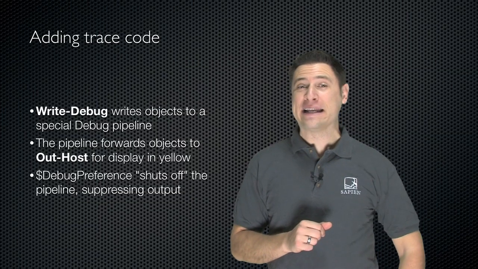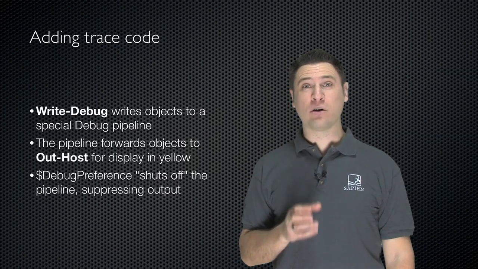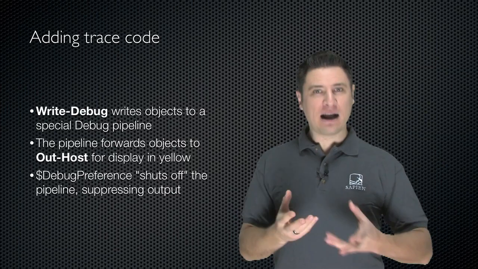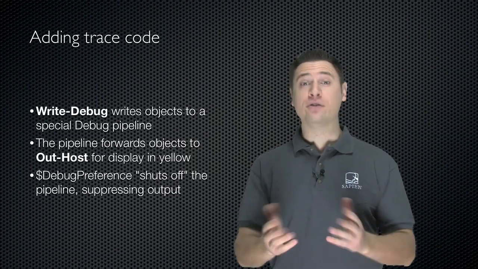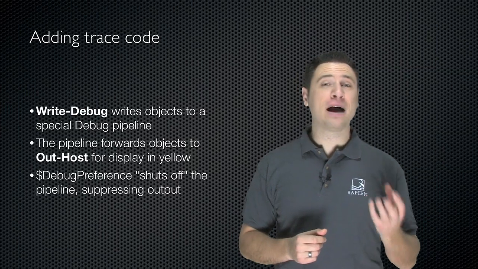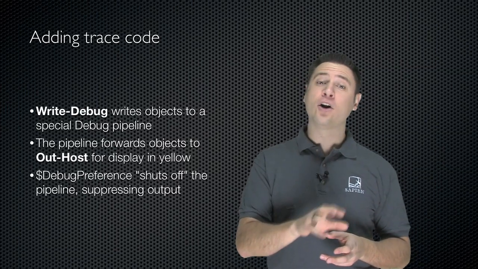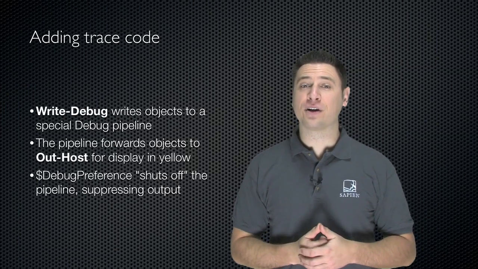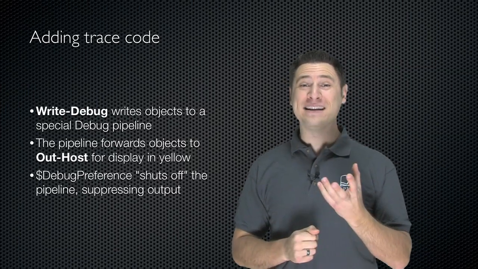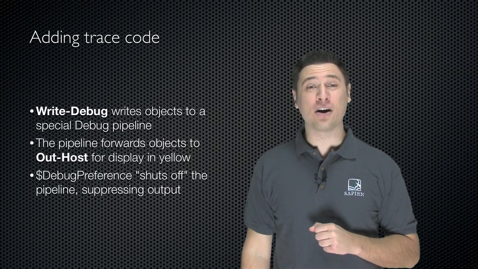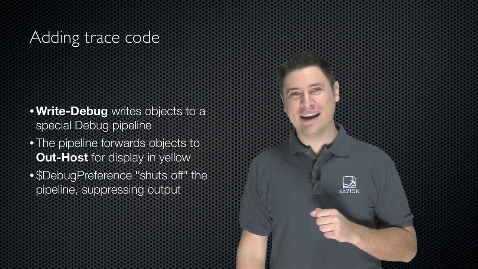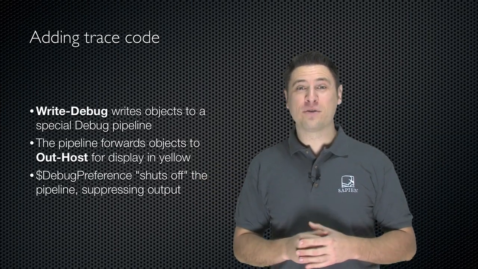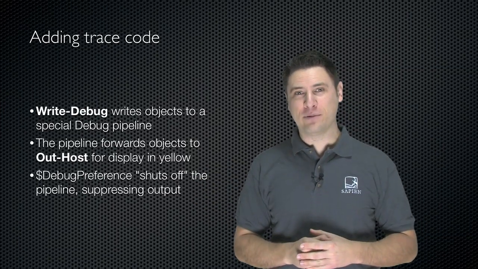The first technique for finding out what's inside of an object property or a variable is the Write-Debug cmdlet. This writes objects, strings, numbers, whatever you need, to a special debug pipeline. Now that debug pipeline automatically forwards those objects to Out-Host, but instead of displaying them in the console's default color, it displays them in yellow. And there's a special built-in variable called $DebugPreference, and that allows you to shut off this debug pipeline so that you can suppress the debug output.